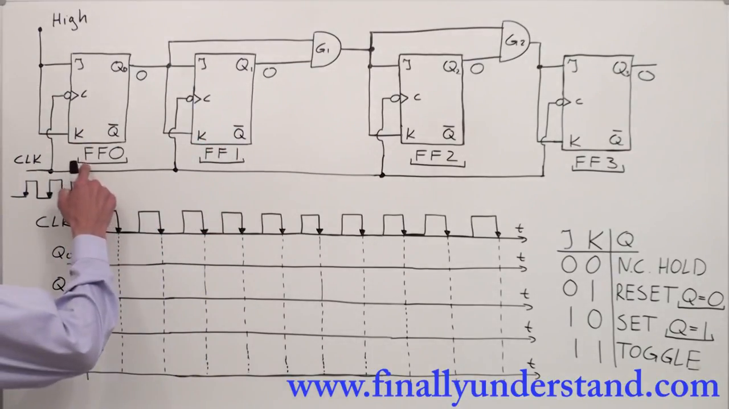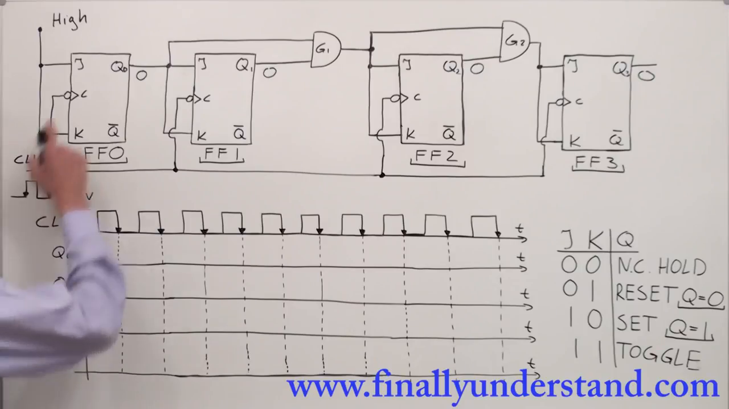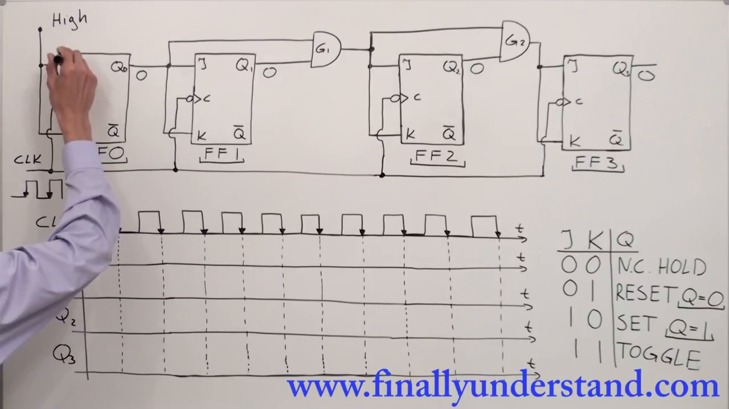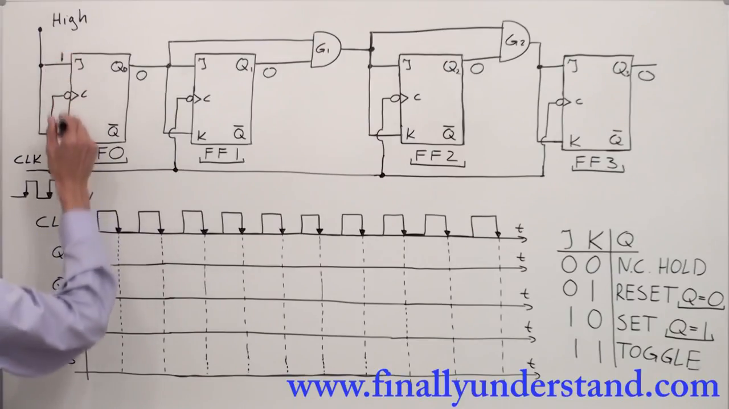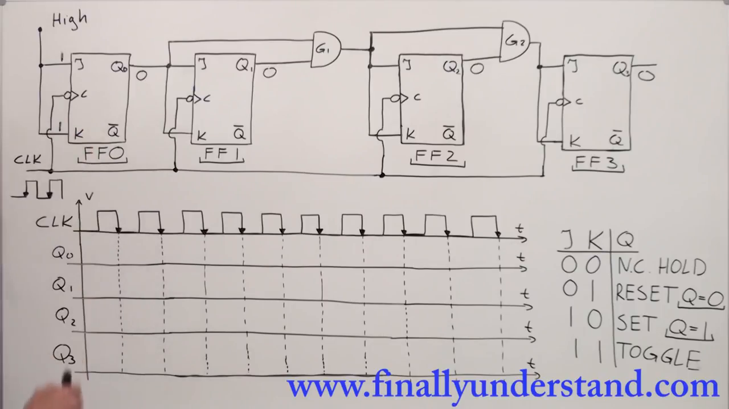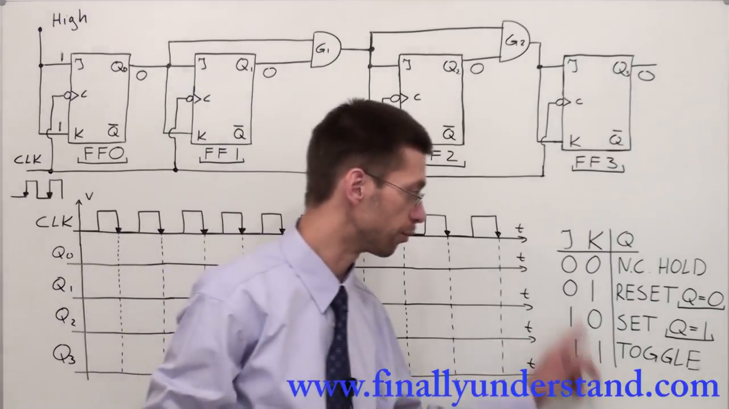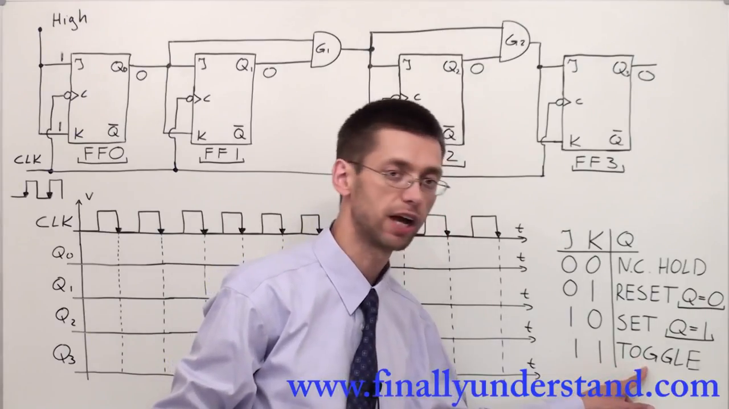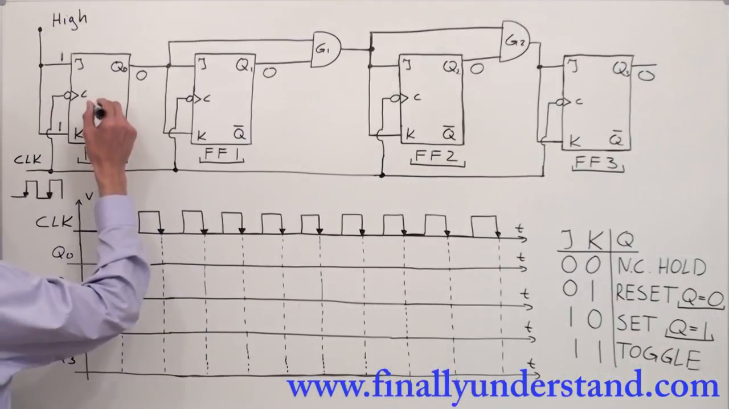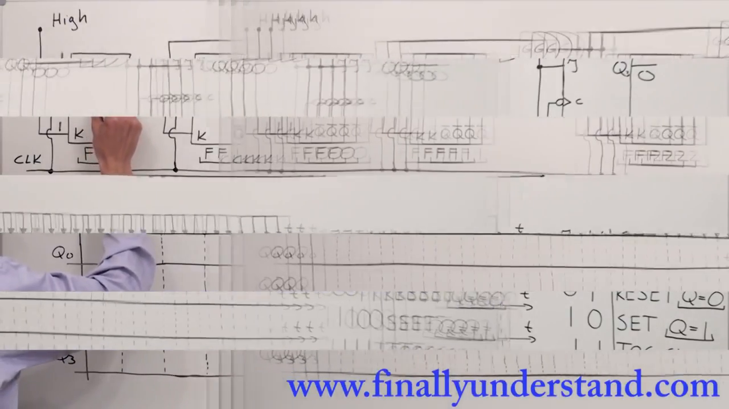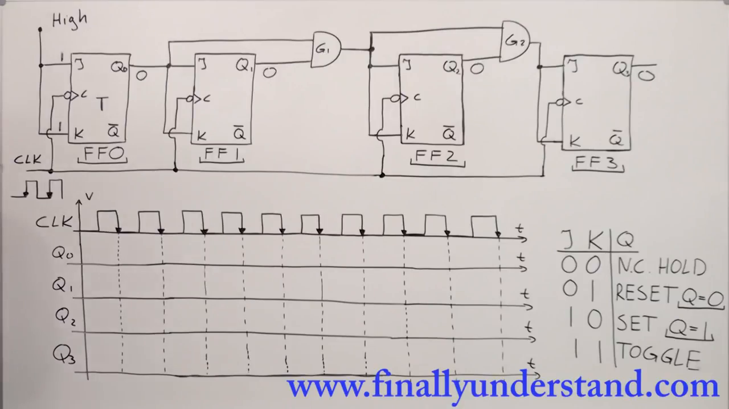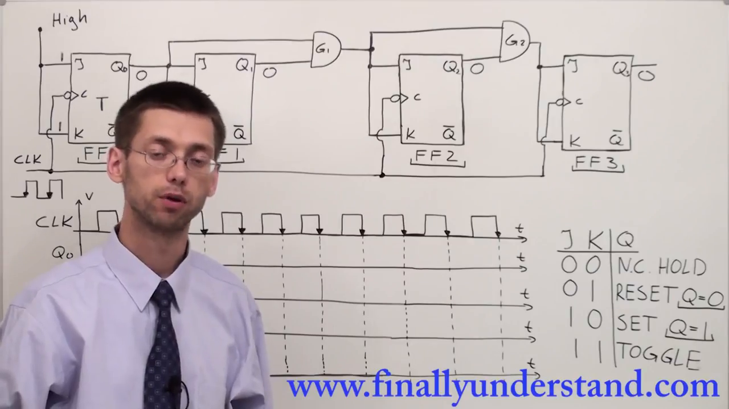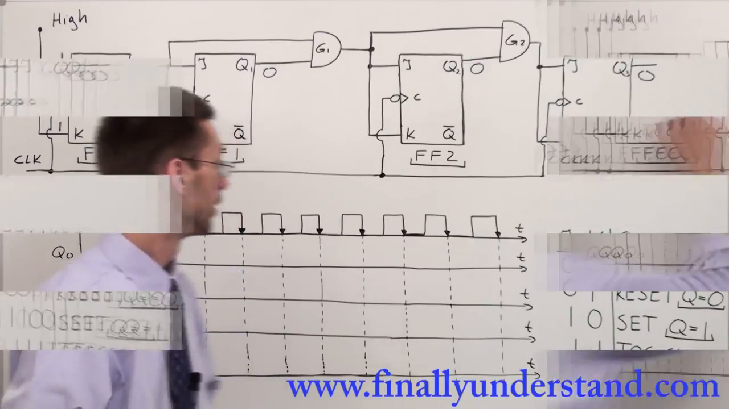The first flip-flop, flip-flop 0, has its J and K inputs connected to high. It means that J is receiving high and K is receiving high. We said that anytime J and K are both high, we set this particular flip-flop to the toggle mode. So I'm going to write T, and this T stands for the toggle mode. This flip-flop is going to toggle when the clock pulse comes.